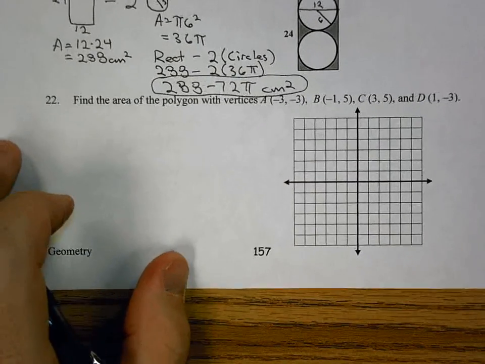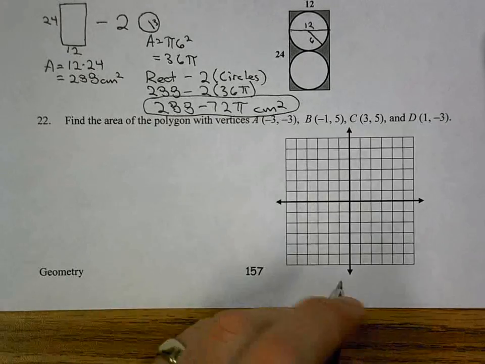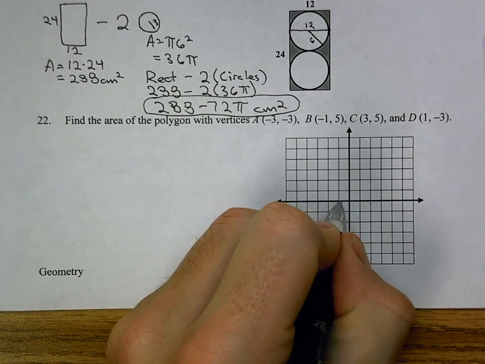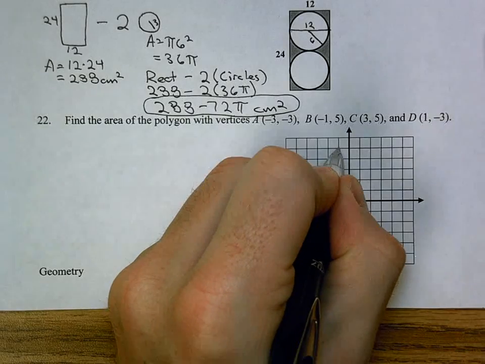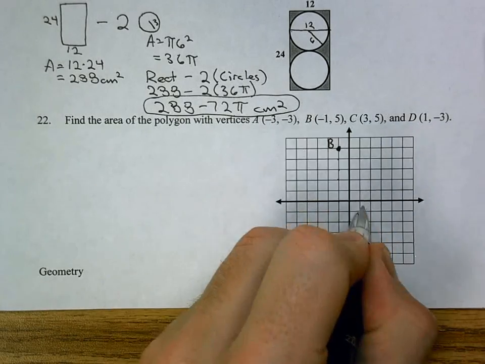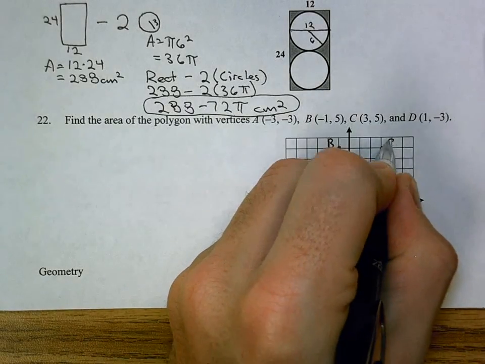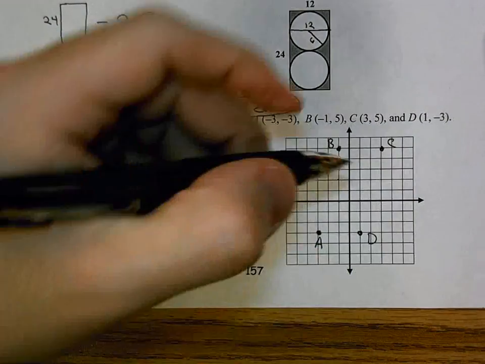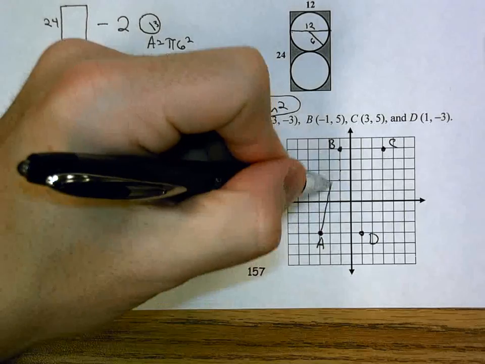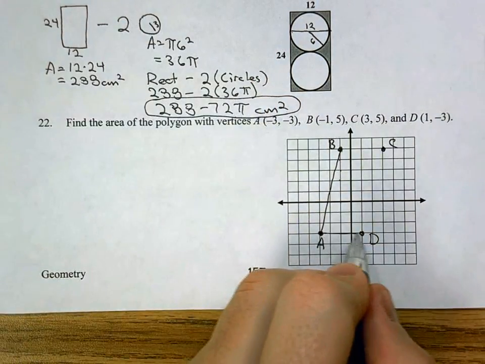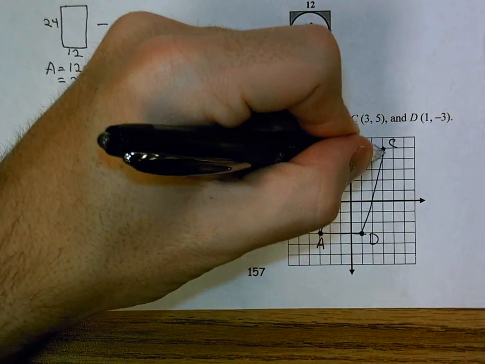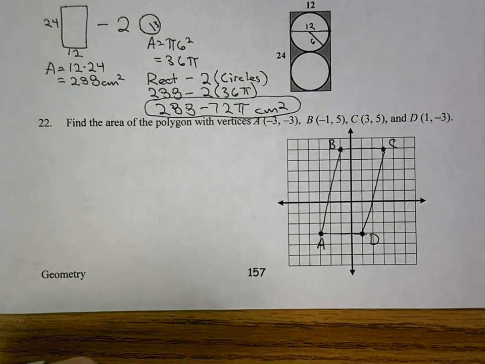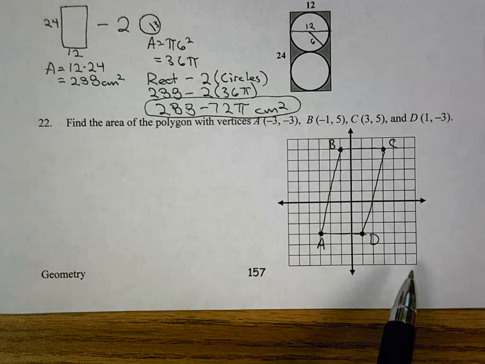Okay, the last one, you need to find the area of the polygon. We have -3, -3 for A, -1, 5 for B, 3, 5 for C, and 1, -3 for D. Now the first thing we have to do is figure out what shape we're looking at. That is key, and that way we pick the correct formula. We look at it first, it does look like a parallelogram. I have opposite sides are parallel.